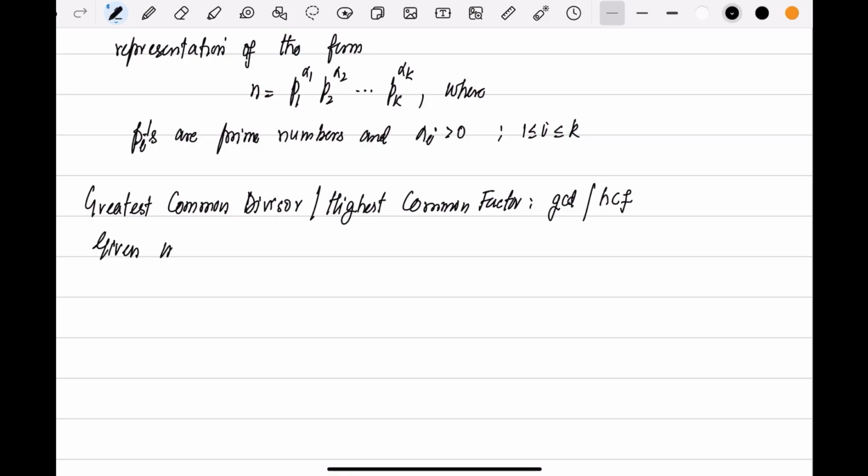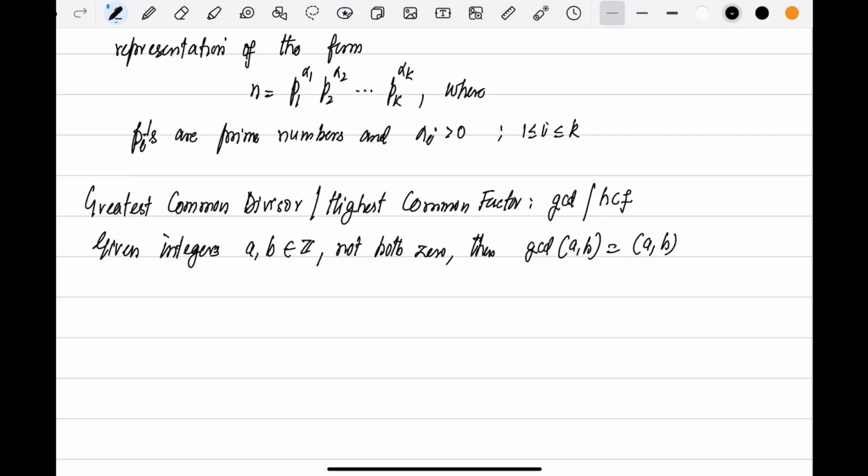Given integers a, b belonging to Z, not both 0, then the GCD of a, b, which is shortly denoted as (a, b) in brackets, suppose this is equal to d. Then the GCD of a, b is equal to d if we have two conditions on d. The first condition is that d divides a and d divides b. That means d must be a common divisor of both a and b. Now in order to have this d as the largest common divisor, we need this condition: if there is a common divisor c, c divides a and c divides b, then this c must also divide d.